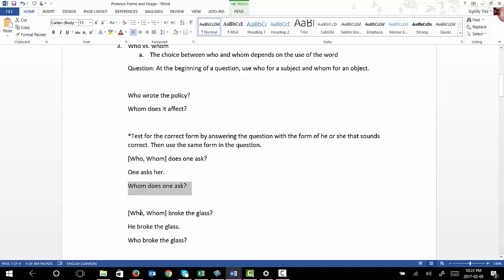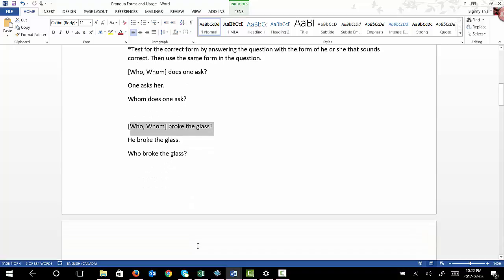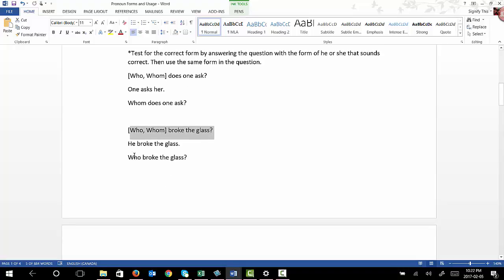Who is the subject pronoun. So we would say who or whom broke the glass. And we can swap who for he. He broke the glass. Then we know that this sentence should be who broke the glass, because you can't say him broke the glass, right? Him is the object pronoun.